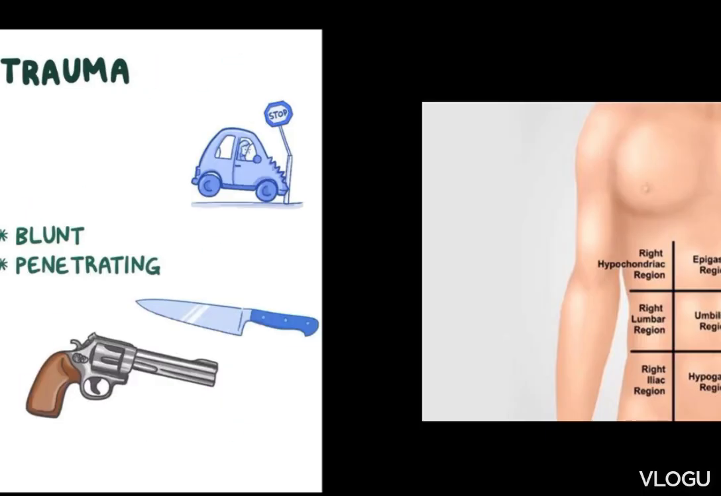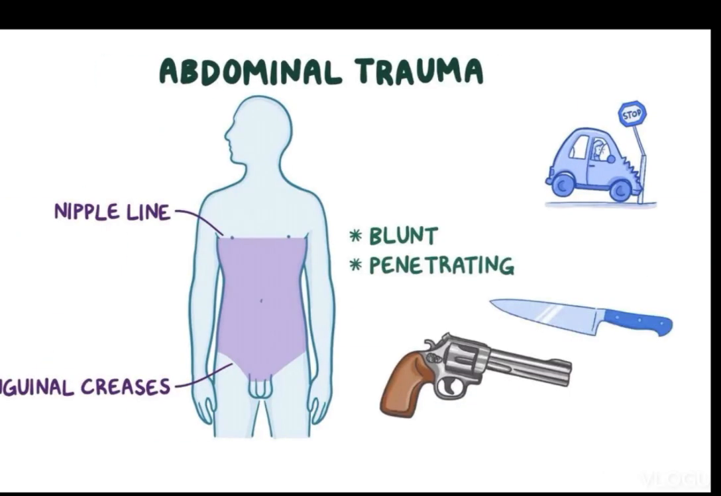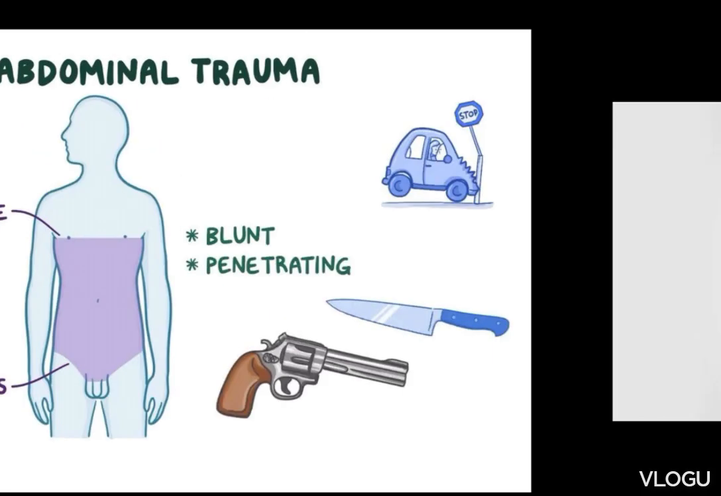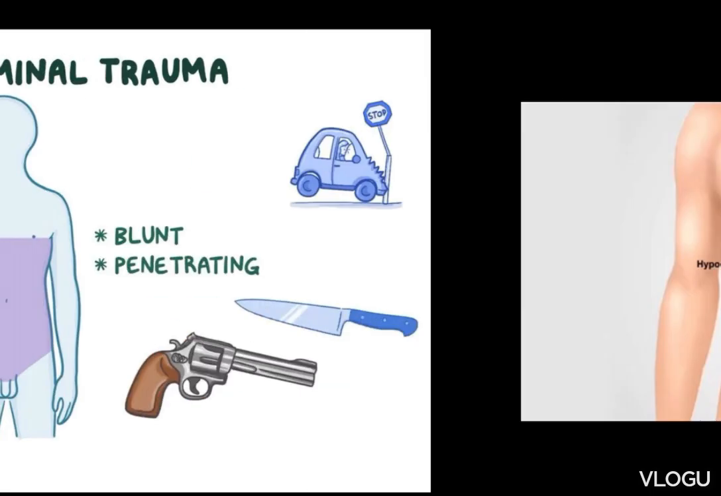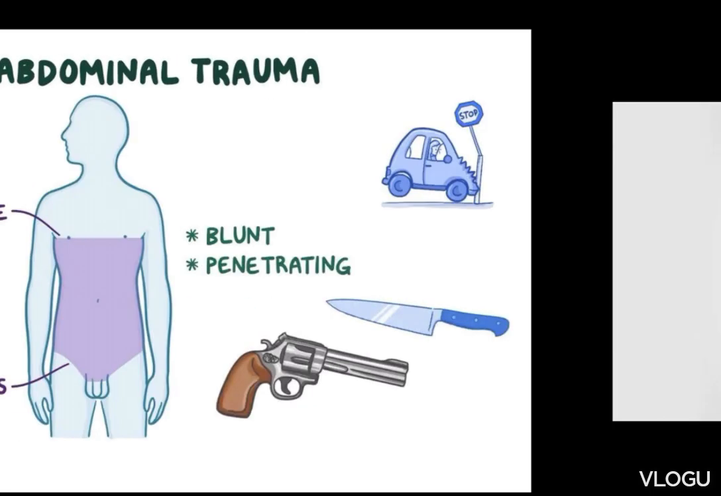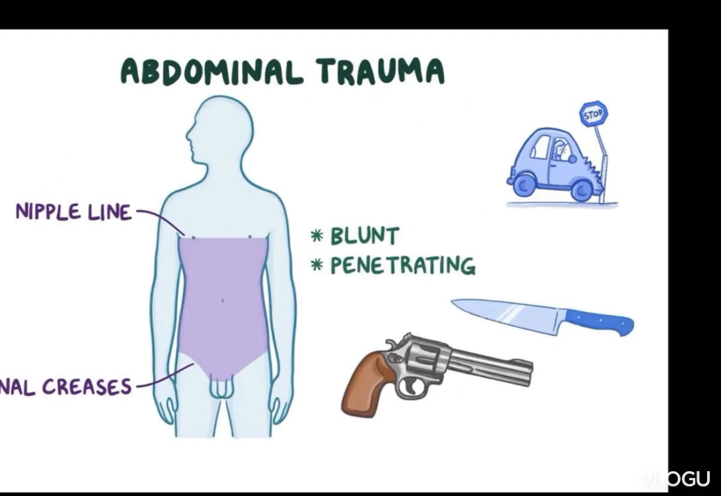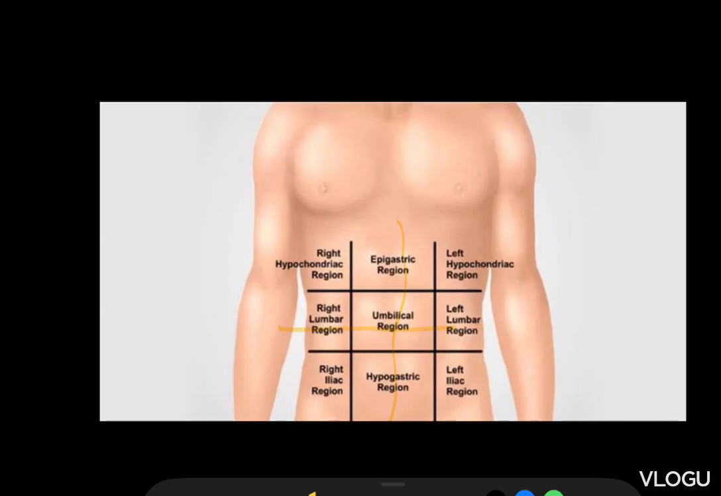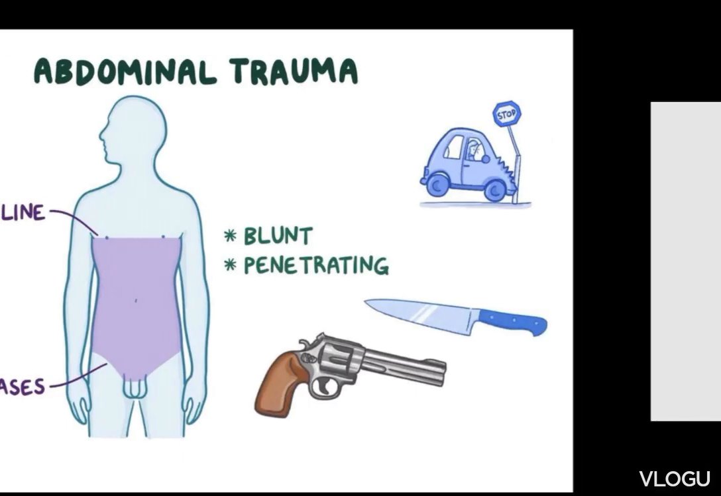First of all, the definition of abdominal trauma. Abdominal trauma is an injury to the abdominal wall, abdominal cavity, or intra-abdominal organs resulting from external force. It may involve solid organs like the liver, spleen, and pancreas, hollow viscera like the stomach and bowel, blood vessels, retroperitoneal structures, the diaphragm, and genitourinary organs.